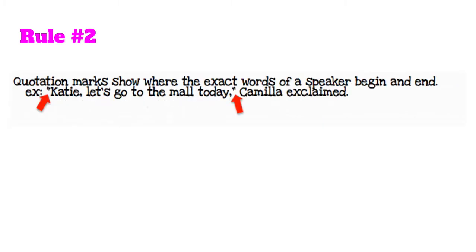Rule number 2, quotation marks show where the exact words of a speaker begin and end. So basically, you need to have quotation marks exactly around the words that the character is speaking, just like you see in the example there.